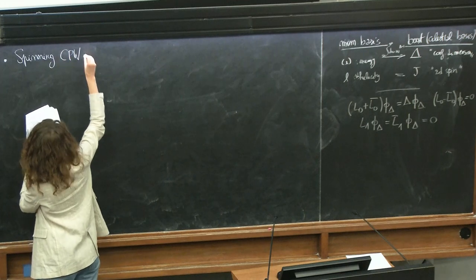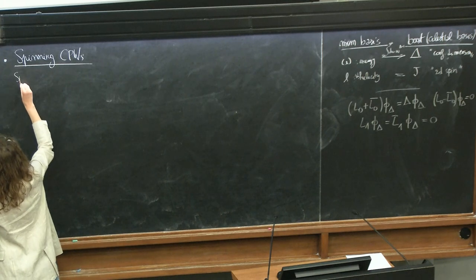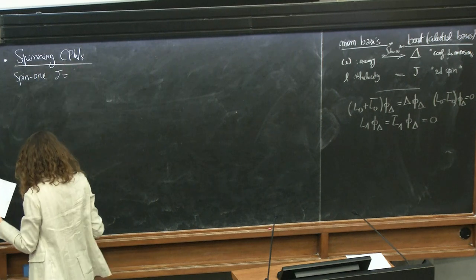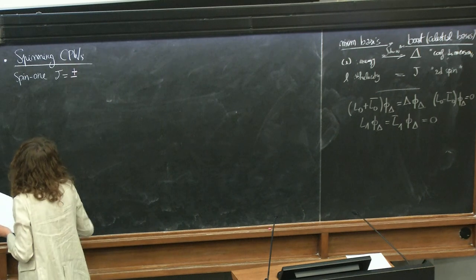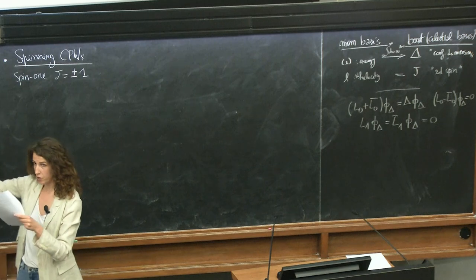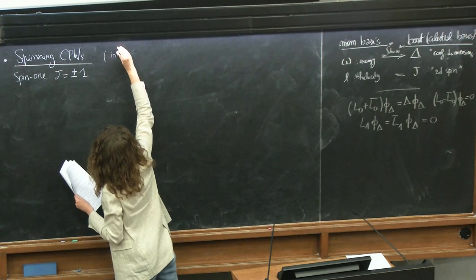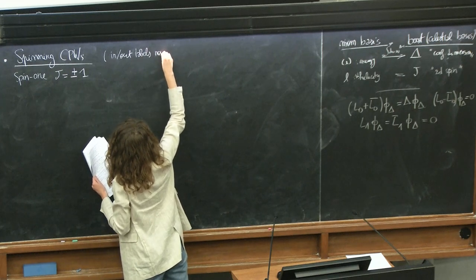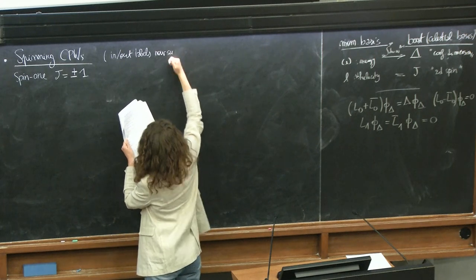Formal primary wave functions. So spin one first. They equal plus or minus one. Now the confusion is arising because there will be some plus or minus meaning plus or minus helicity, and there are some plus or minus which meant outgoing and incoming. I will suppress the in and out labels, because otherwise we will have too many indices to carry on.